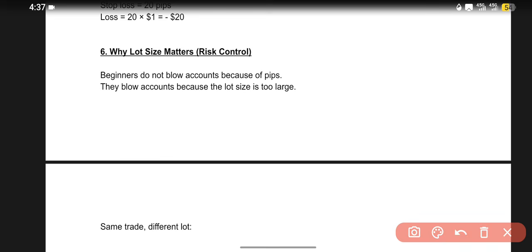Now this is the main reason why a lot of beginners blow their accounts. Beginners do not blow accounts because of pips. They blow accounts because the lot size is too large. In trading, we don't treat it like a gamble. We treat it like a business.